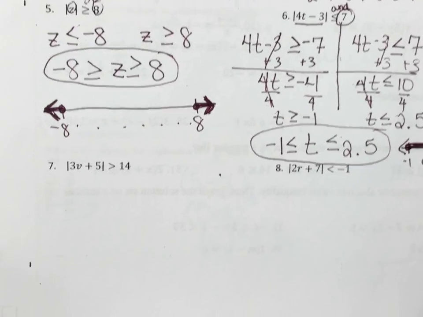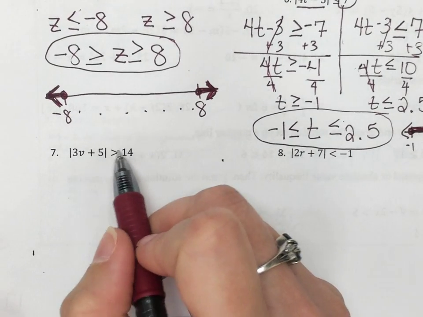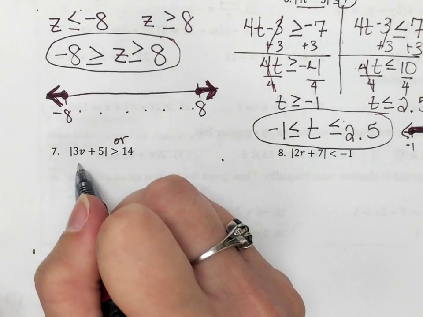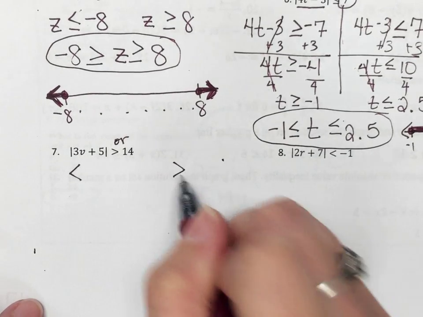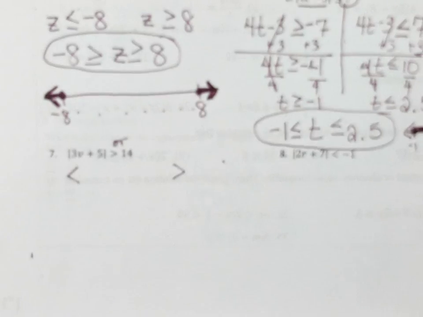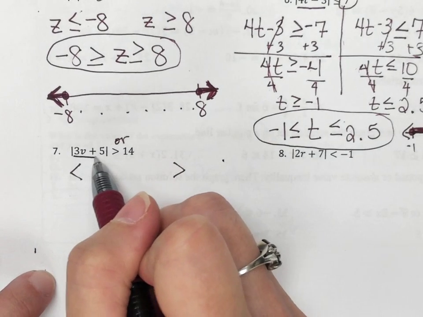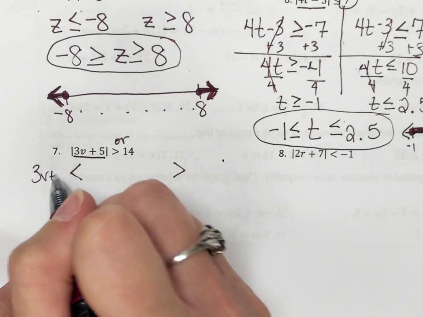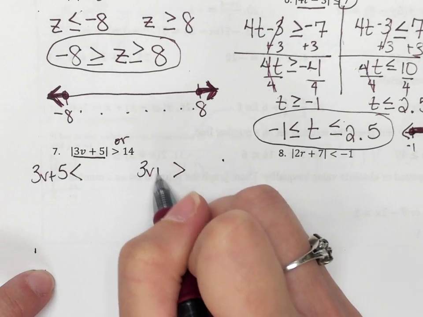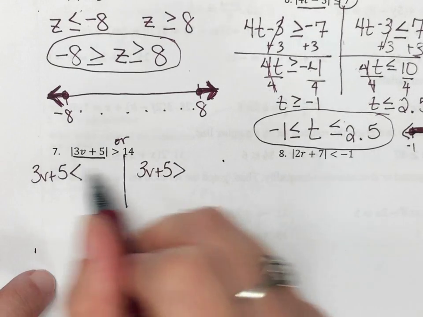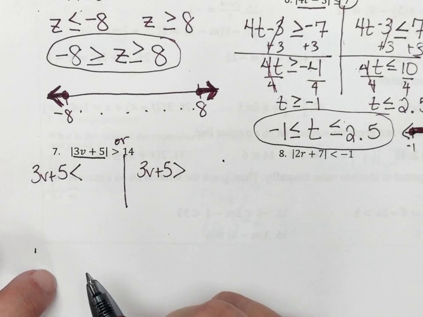Alright, let's look at number 7. What kind of problem is a greater than? And or? Or, there you go. An or problem, shade away. So you're going to point those signs away first. This inside doesn't change. 3v plus 5, nothing changes about it. 3v plus 5 on both sides. You can draw your little line because you've got 2 inequalities.